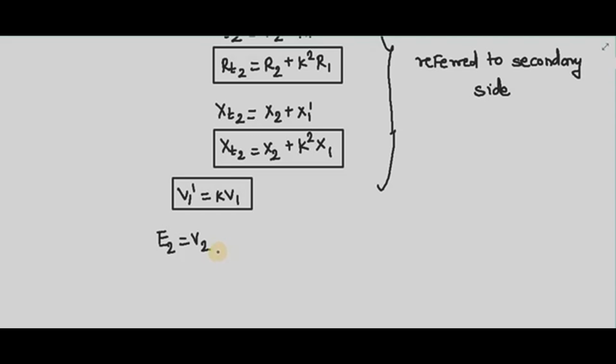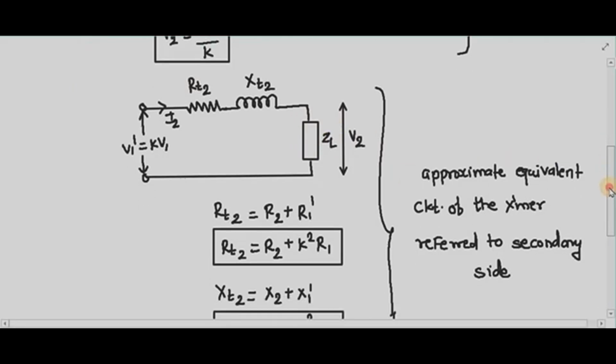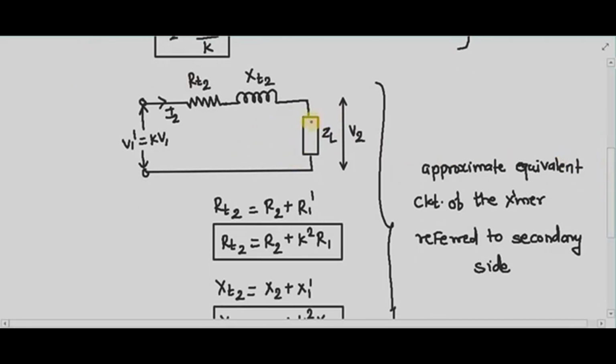So students, the effect of the load on the secondary terminal voltage you must understand from the simple equivalent circuit of the transformer, which is referred to the secondary side. We have drawn the simple equivalent circuit of the transformer referred to the primary side. So students, this is the approximate equivalent circuit of the transformer referred to the secondary side. In this circuit, when no load is connected across the transformer, what is my I2? My I2 will be 0.